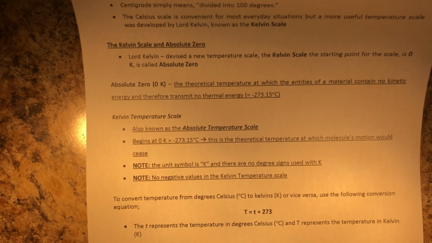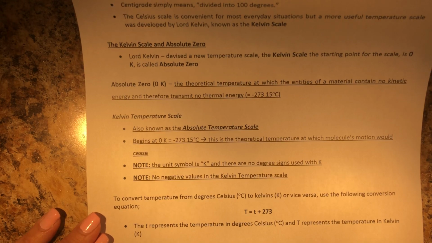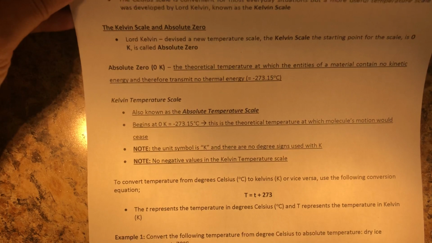So how do we do the conversion? The conversion is capital T, and that represents Kelvin, is equal to lowercase t, and that would be your Celsius, plus 273. So let's try an example.